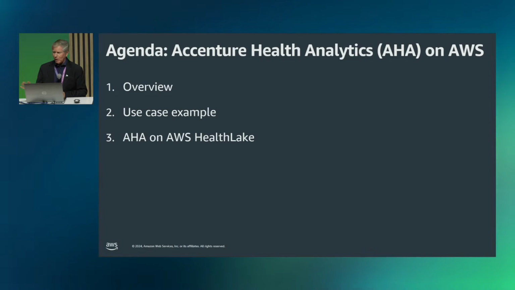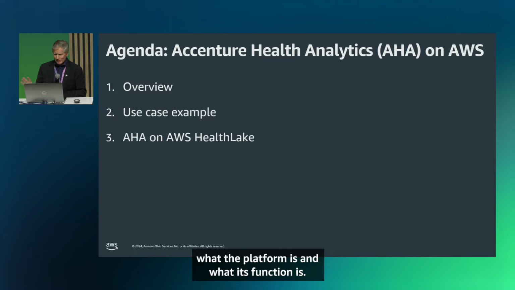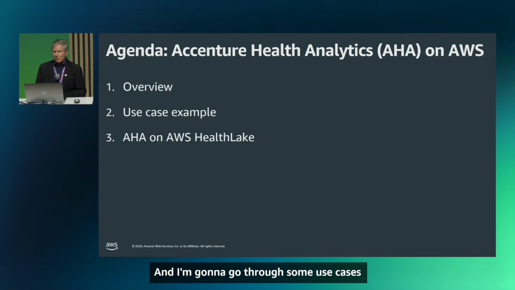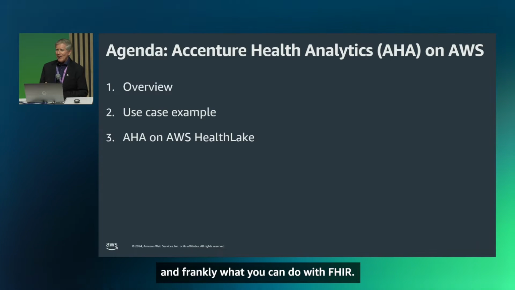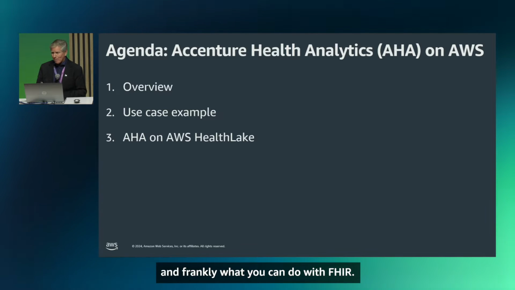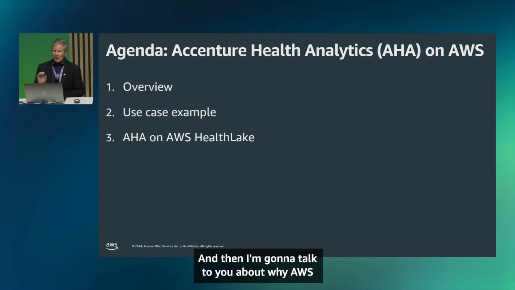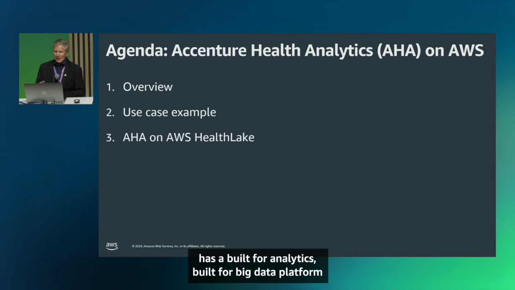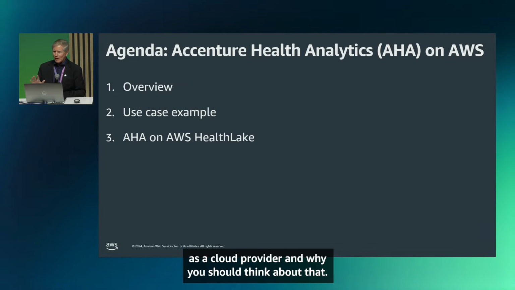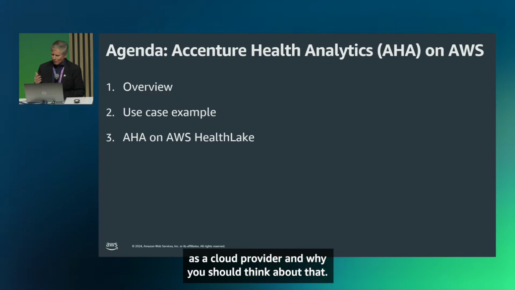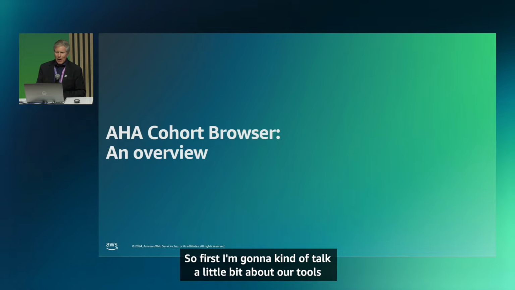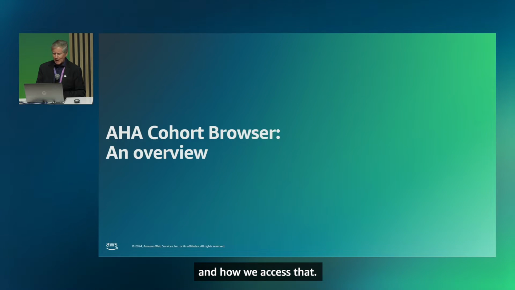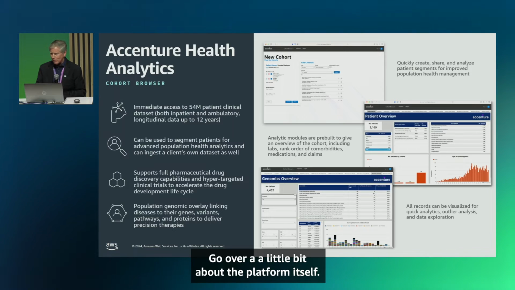I'll tell you, first of all, a little bit about what the platform is and what its function is. And then I'm going to go through some use cases that will let you know what you can do with data and, frankly, what you can do with FHIR. And then I'm going to talk to you about why AWS has a built for analytics, built for big data platform as a cloud provider, and why you should think about that. So first I'm going to talk a little bit about our tools and how we access that, go over a little bit about the platform itself.